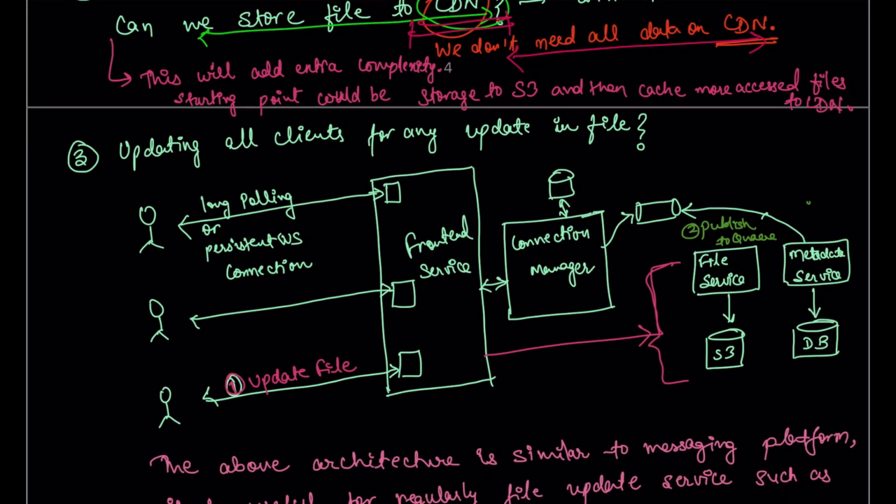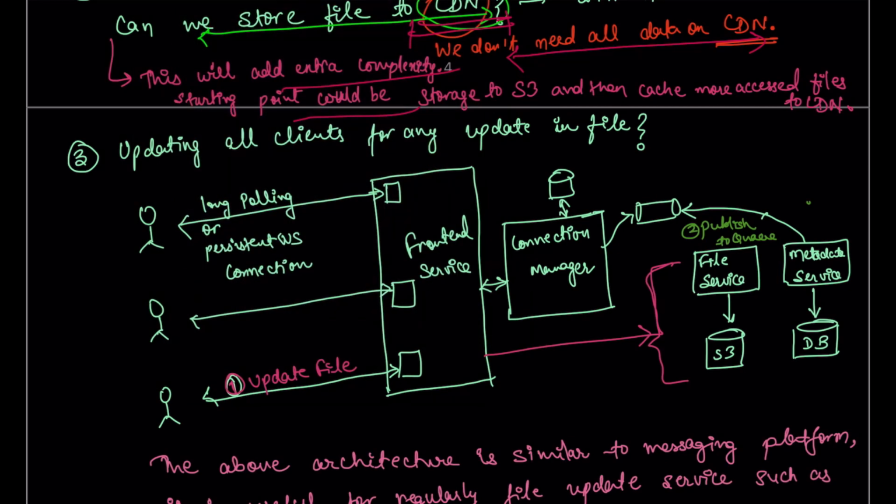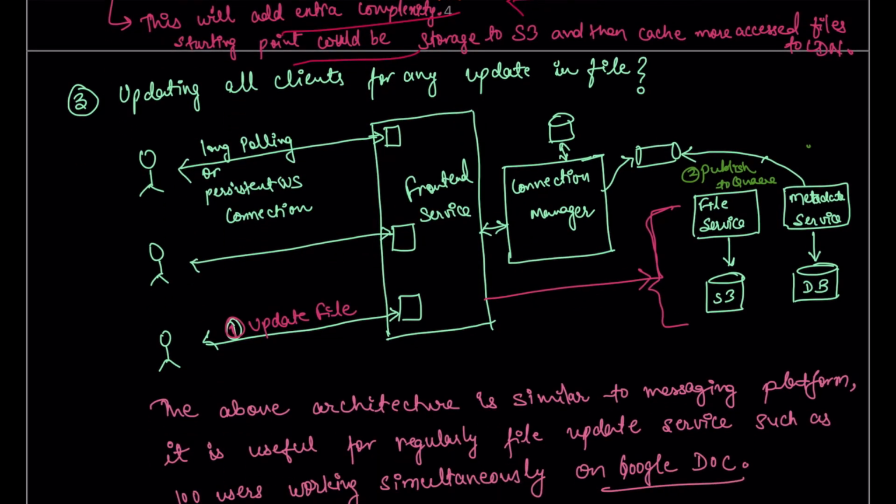If not, comments करके बताना यार, and we will try to discuss it and I will try to explain it more. So as we discussed, this can potentially add extra complexity, and definitely we don't need it. Now another thing is updating all clients for any update in a file. So if there is any update which has occurred in a file, how can you update it?